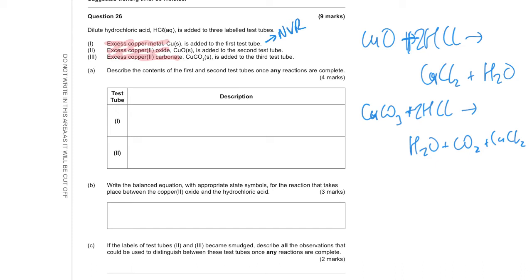Describe the contents of the first and second test tubes once any reactions are complete. Okay, so the first one, there is no visible reaction. So what are you going to see at the end of this thing? Okay, you're going to see the copper metal still there, so it's the salmon pink solid in a clear colorless solution. And if I had more space, I'd write that out. All right, so that's what you'll see. Considering no reaction will occur, that's what you started with, that's what you're going to end with.